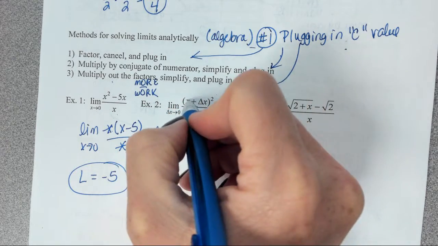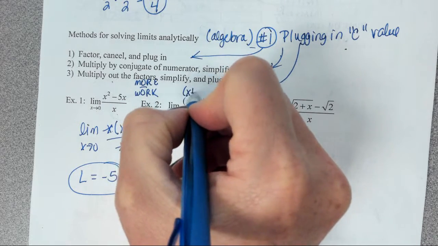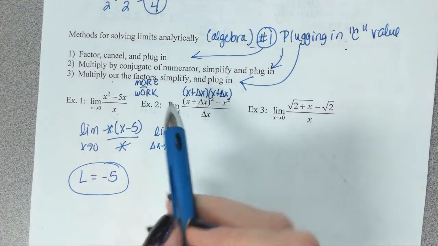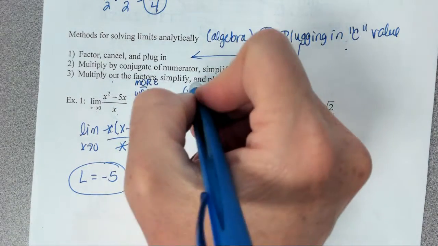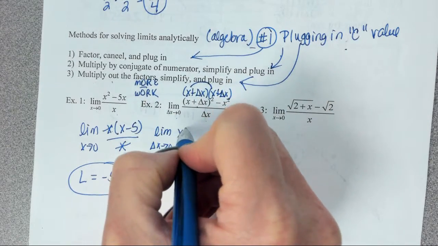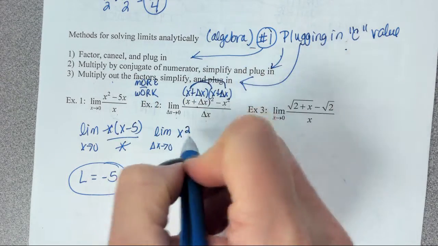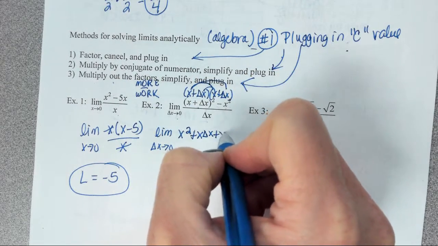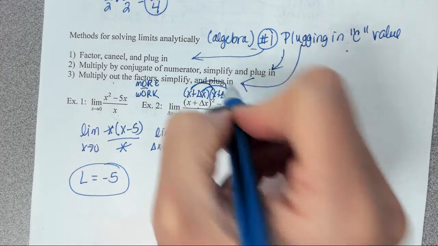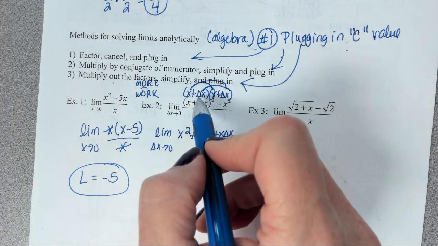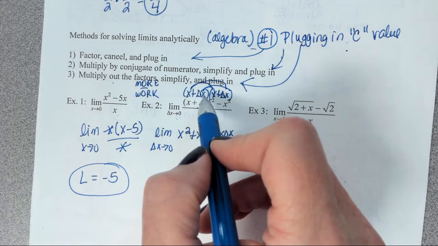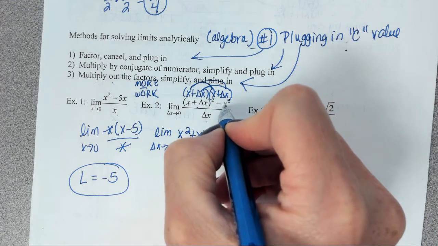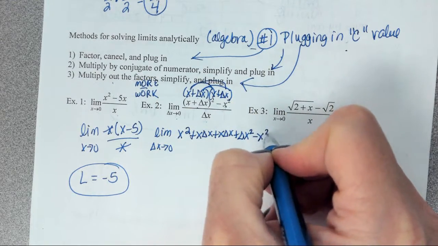So I've got this. I'm going to square this. This is x plus delta x times x plus delta x. I can't just square each one of those. I have to FOIL it. So I do my first times my first is x squared. The outers is plus x delta x. The inners is plus x delta x. The last times the last. Delta just means the change in, so this is all one term. Delta x times delta x is delta x squared. And then I have to write my last one, which is minus x squared.